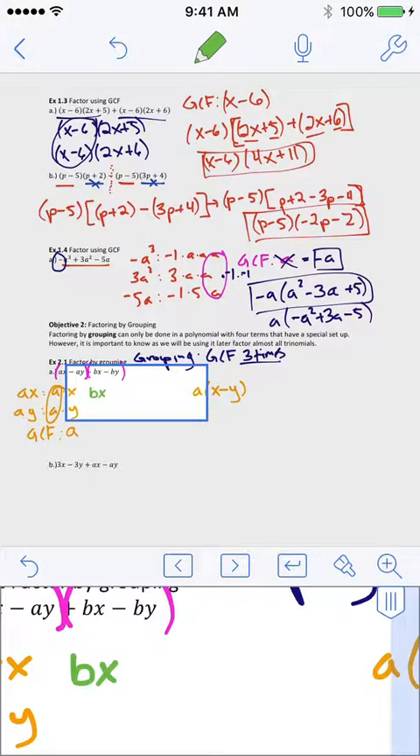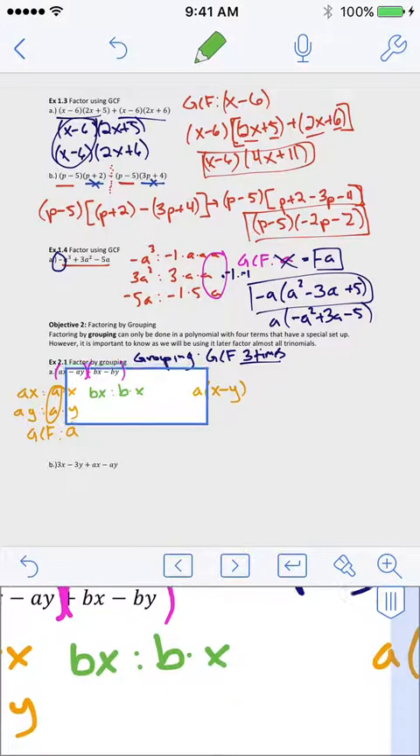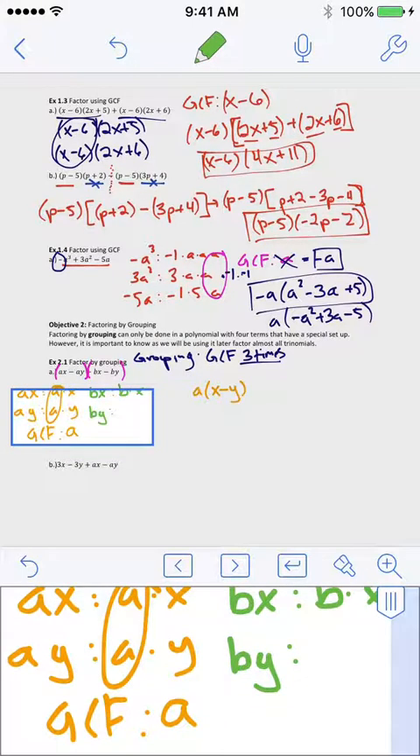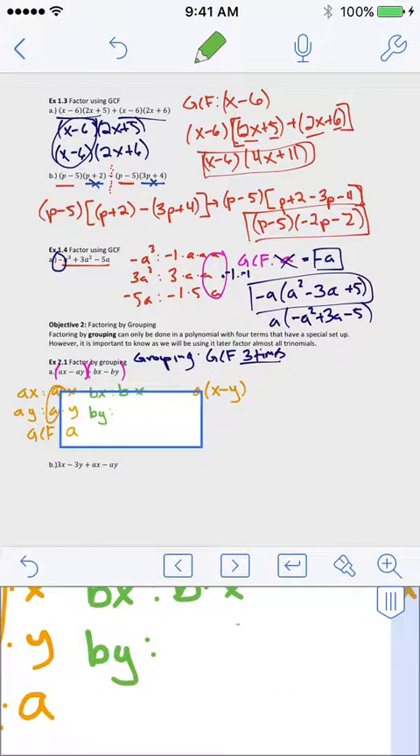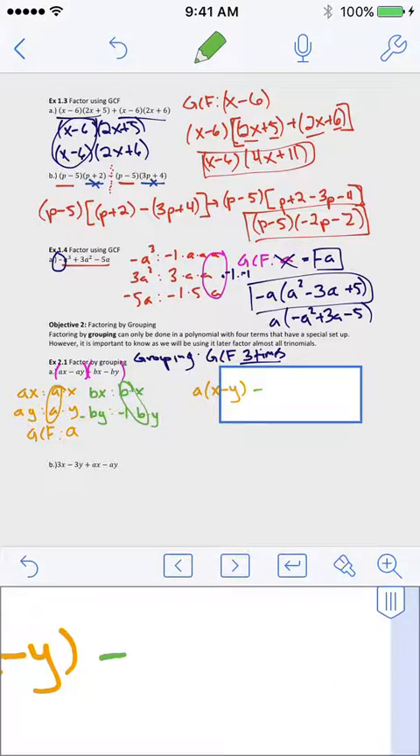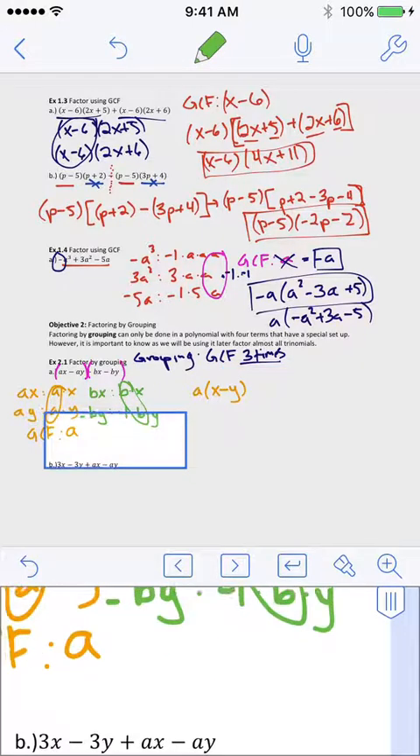I have BX, which is a B times an X, and a B times a Y. I'm so sorry, we should have had a negative in there, but as you saw, it doesn't really matter. So negative 1 times B times Y, right? What do they have in common? That would be a B. Take out the B. So their GCF is a B.